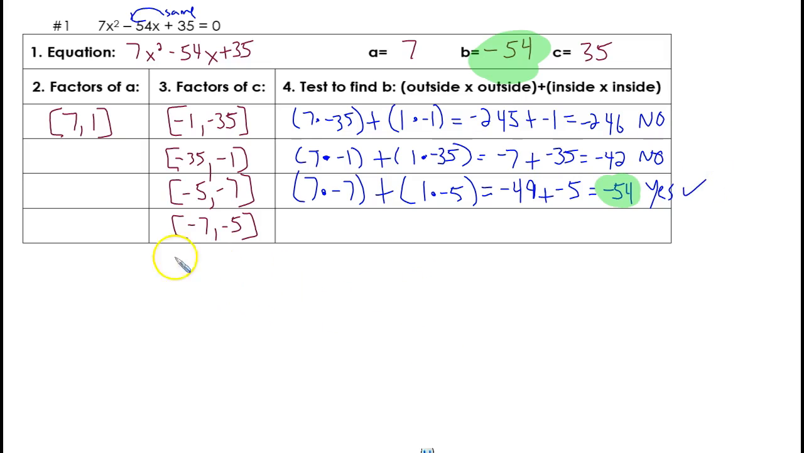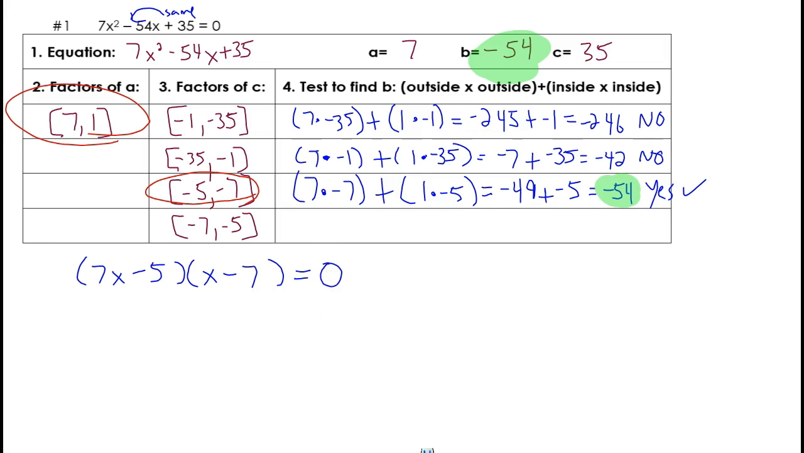So that's the one that we're looking for. That's the combination. So remember, when we do this, once we decide, hey, this is what works, we can go ahead and put them together. The 7x and the 1x go first. Instead of 1x, I'm just going to write x. And the minus 5 and the minus 7 go at the end. They have to go in that order, right? 7x minus 5, x minus 7.